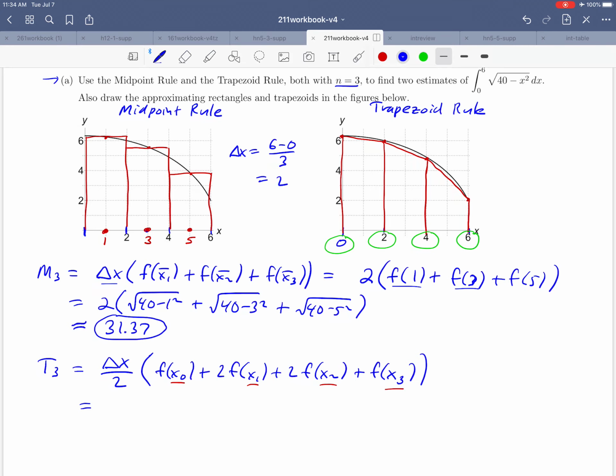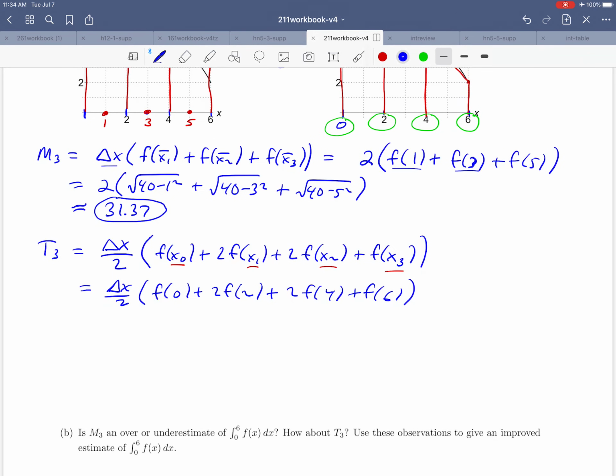So if we fill those in, we're going to get delta x over 2 times f of 0 plus 2f of 2 plus 2f of 4 plus f of 6. Okay, let's make sure that we're not going to run out of space here, and then fill in the pieces. So let's see, delta x is 2. We're going to divide that by 2. And then we're going to go to our function, square root of 40 minus x squared, and plug 0 in. Okay, and then do that for the rest of our partition points.